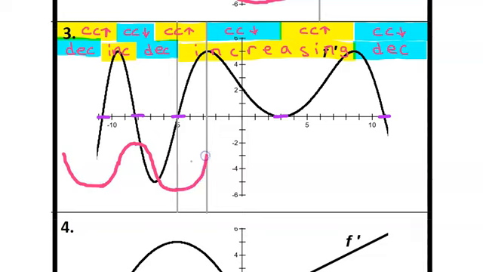In the next interval, f should be increasing and concave down, and it should end at a horizontal tangent line. So here we go. Increasing, concave down, and ending at a horizontal tangent line.